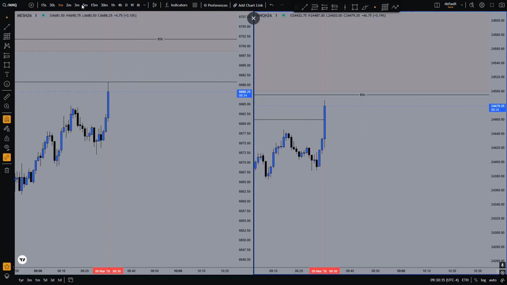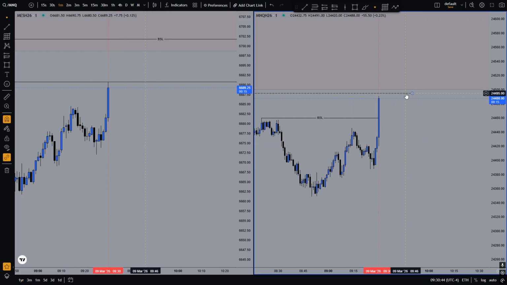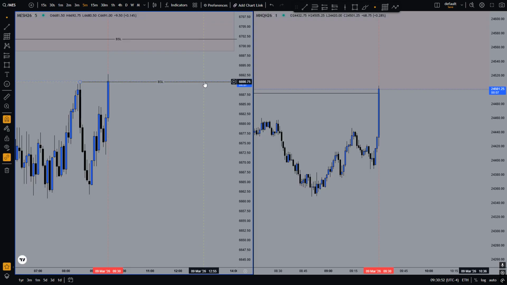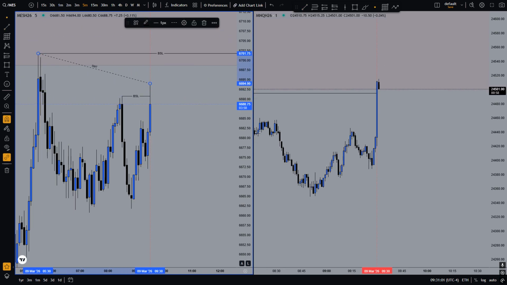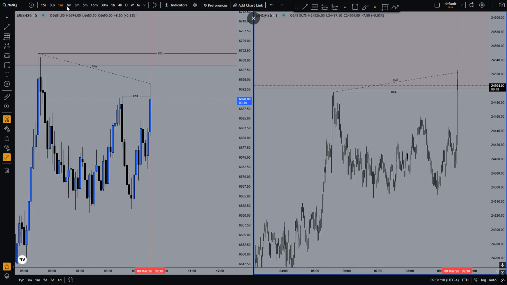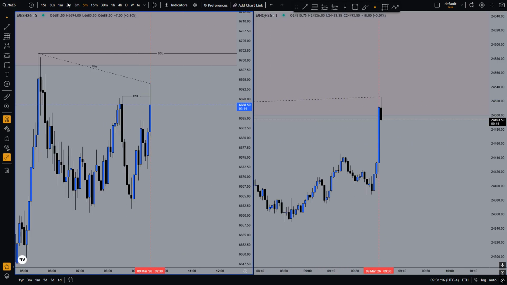NQ looking to run higher still. Looking to probably take this high. Looking to put in an SMT as well. So ES runs that high while NQ takes this high. So we're going to delete this. Put this here. Currently have an SMT. So now I just want to see what we do from here.